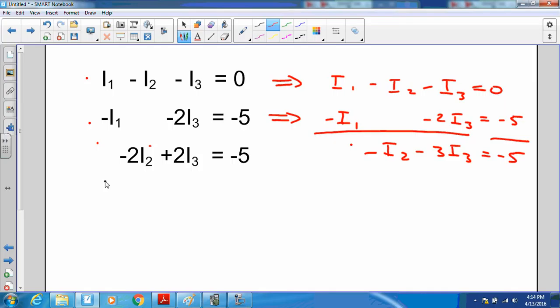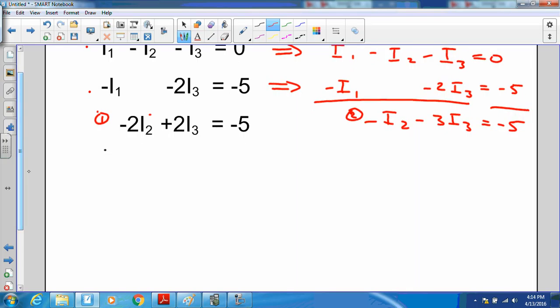I have one equation here, and I have one equation here, and if I renumber these, here's equation number 1, here's equation number 2. If I multiply equation number 2 by -2, then it will be suitable for eliminating the variable I2. And so that would look like this. I have my first equation, -2I2 plus 2I3 is equal to -5. And my second equation, -I2 minus 3I3 is equal to -5.